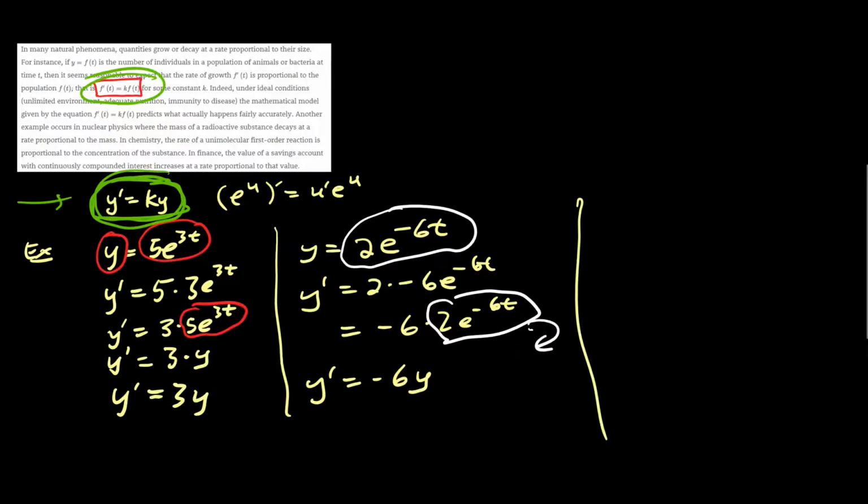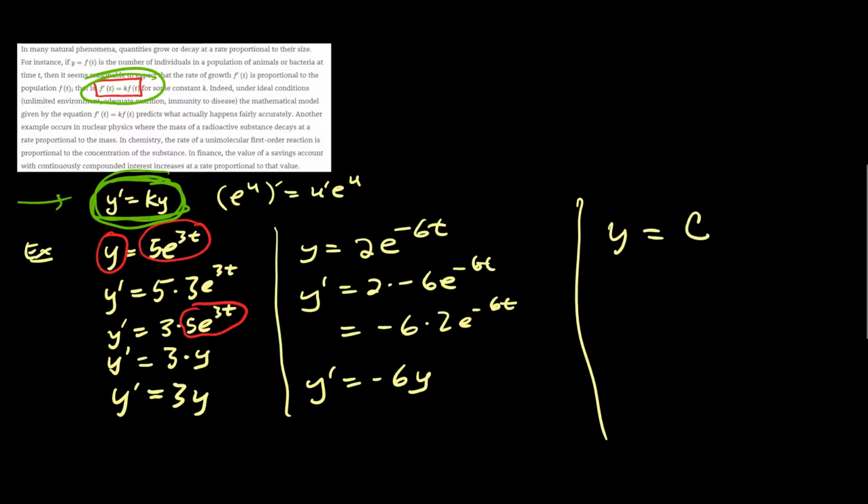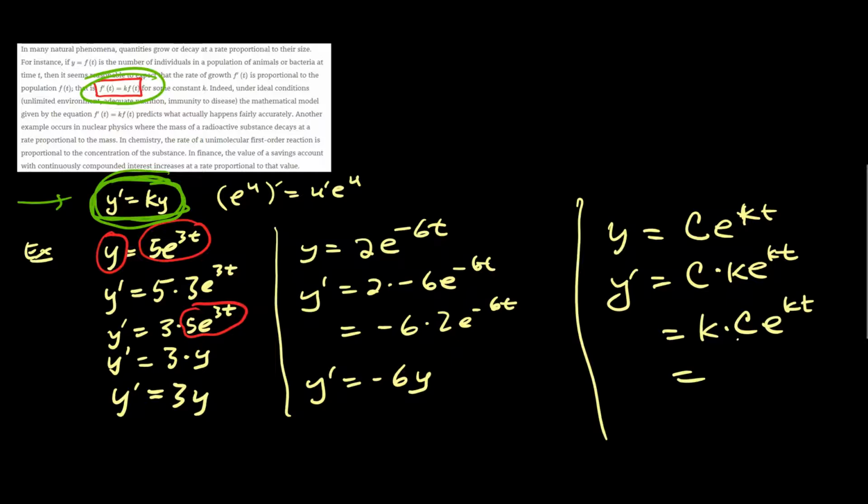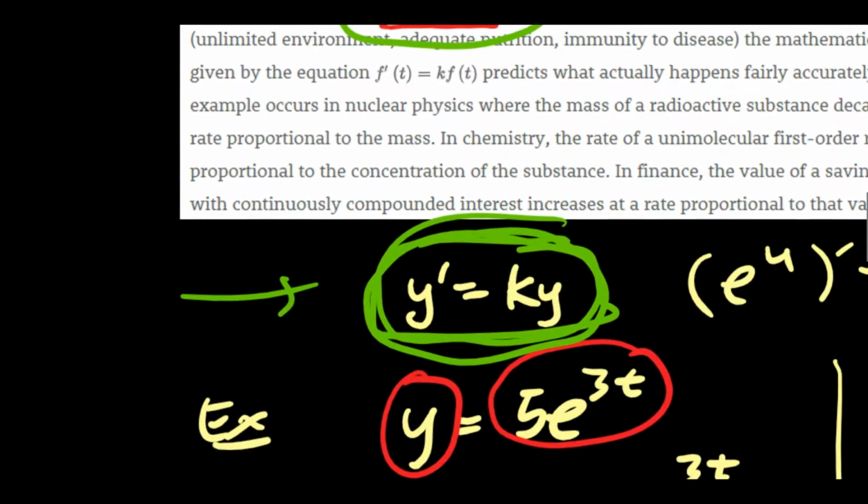So what we had was, let me erase some of this. We had y equals a constant times e to another constant times t. We took the derivative with respect to t, that's a constant, times k e to the kt. Switch the constants, k times c e to the kt, and then we replace this c e to the kt with y, because that's what it started out to be. So this is just y prime equals k times y. Exactly what we talked about right here.